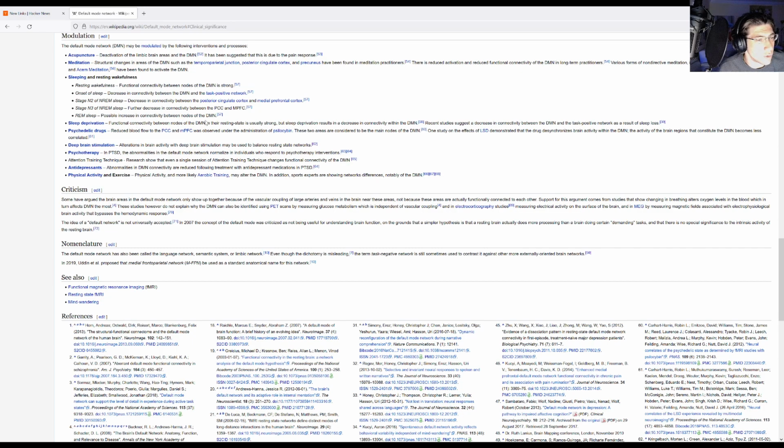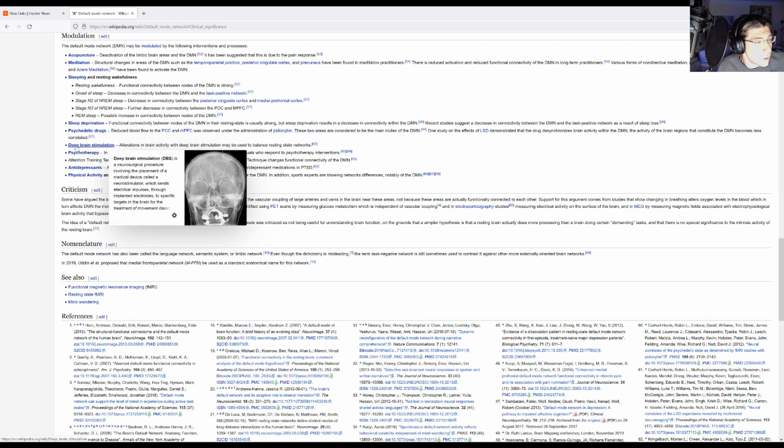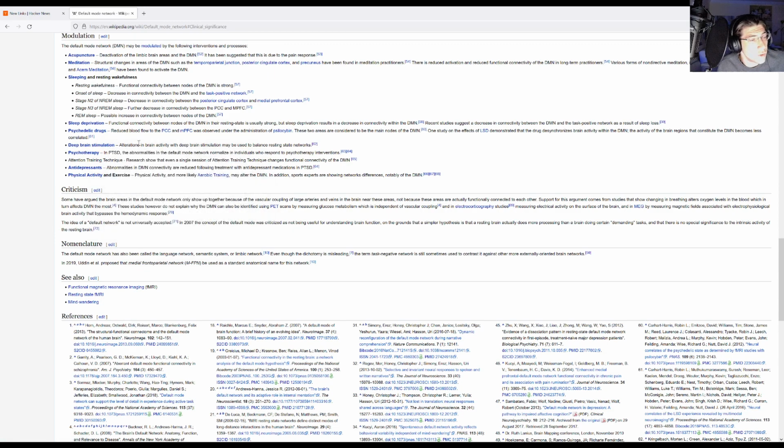Functional connectivity between nodes in the default mode network in the resting state is usually strong, but sleep deprivation results in a decrease in connectivity within the default mode network. Wow. Decreasing connectivity between the default mode network and the task positive network as a result of sleep loss. Interesting. Drugs, obviously, they mess things up. Deep brain stimulation. Alterations in brain activity with deep brain stimulation may be used to balance resting state networks. Very interesting, guys. Psychotherapy, attention training technique, antidepressants, and exercise.